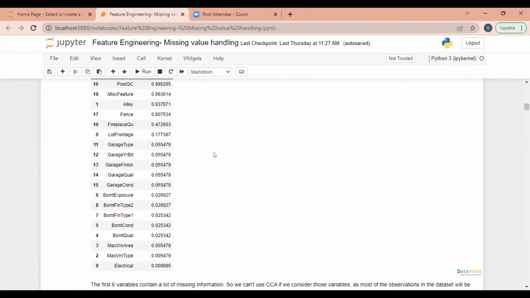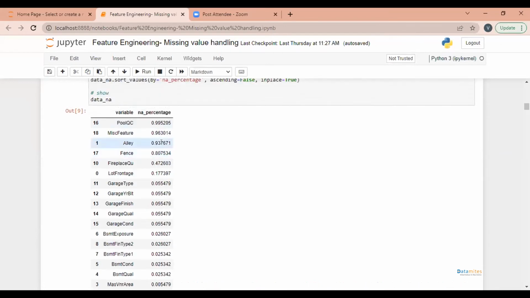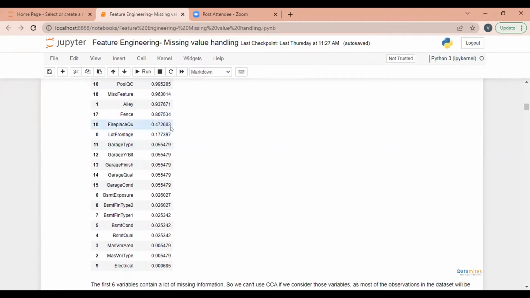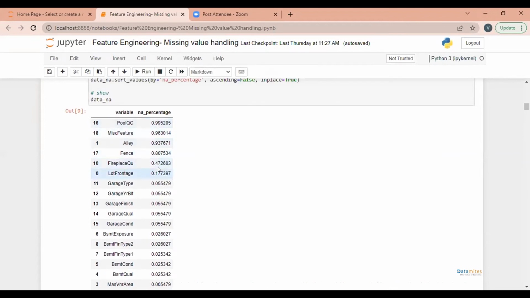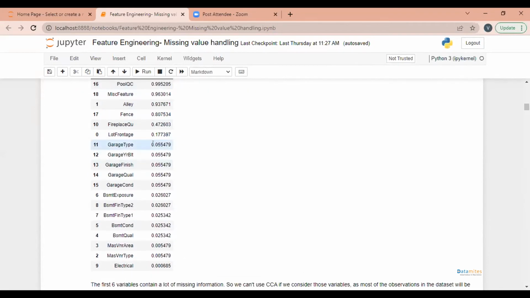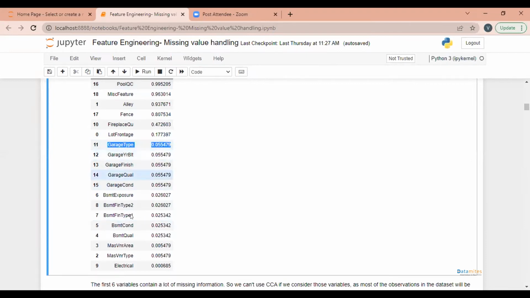So there are some features, let's say pool QC, miss features, that have around 99% of the data missing. Certainly, if we go ahead and apply CCA over these features, we will not be left with any data. So we can skip the above 6 features, even lot frontage. We can apply CCA for all the features which have around 5% of missing values and below. So we can take all these features, from garage type to electrical, and apply CCA on all of them.